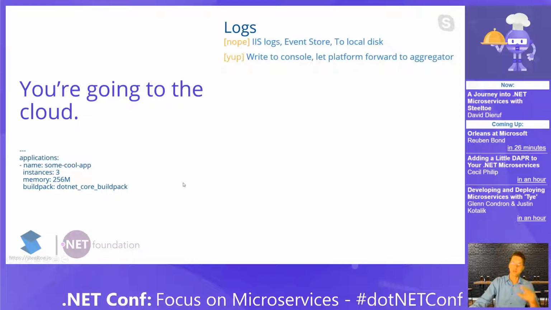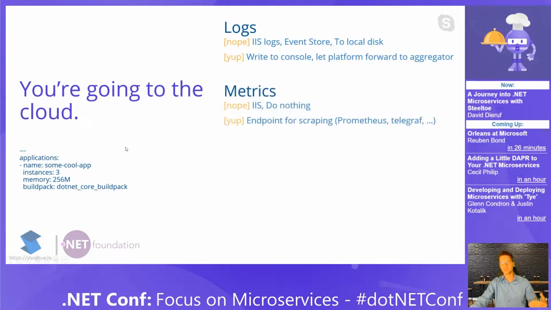Every microservice has got a log. You've watched these other talks this morning. Everybody's talking about it. But IIS logs, event store, to local disk ain't going to work for this. Now we're talking about streaming logs. That's the fancy way of saying it. You're writing to console, right? And then the platform that you're running on, whether that's Azure App Services, Cloud Foundry, any public cloud, Kubernetes, Docker, what have you, that platform is going to grab those logs and forward them onto an aggregator.